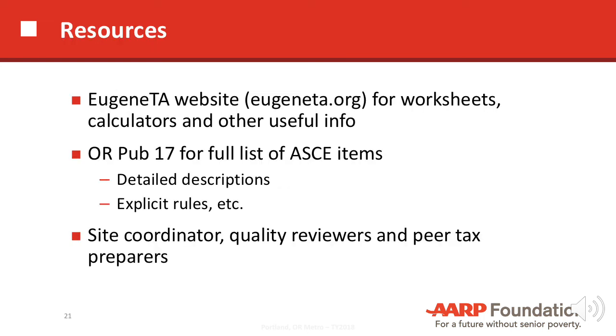Some further resources. I've mentioned the Eugene TA website, that's eugeneta.org, for the worksheets and calculators that we'll use in the next module. This is also just a great place for information. The 2018 Oregon Pub 17 is not yet available online, at least at the time of this recording. But check back on the Department of Revenue site. It should be up sometime in January. We don't expect hard copies to be available this year, but you should have bookmarks or the URL at your site.